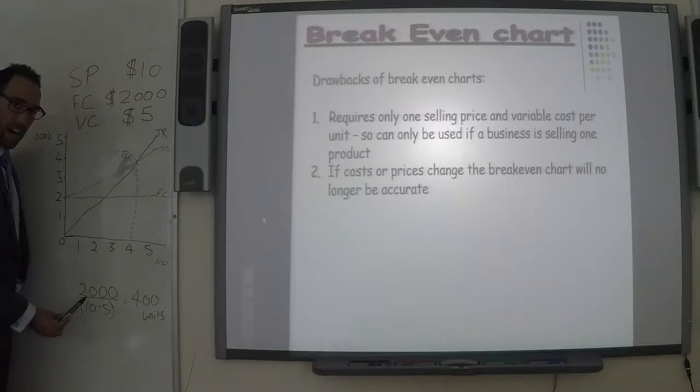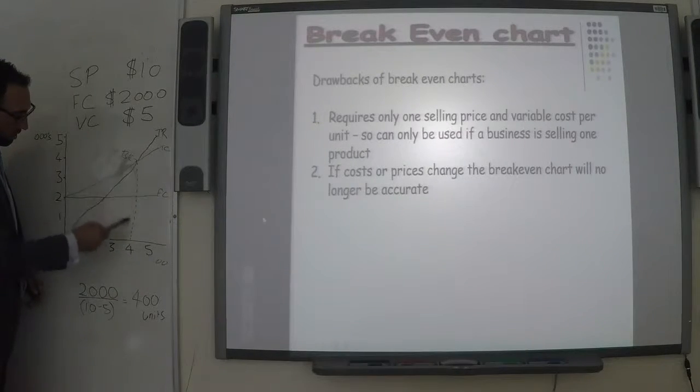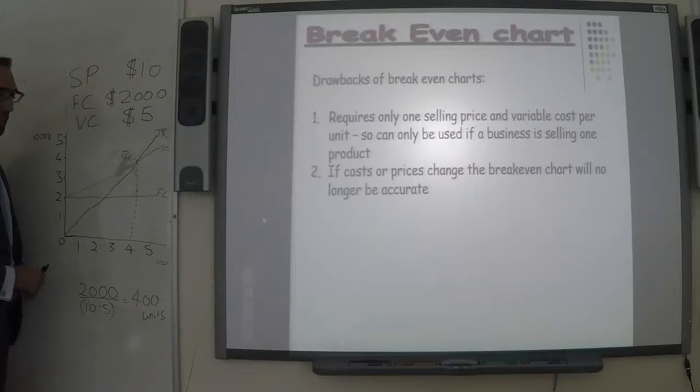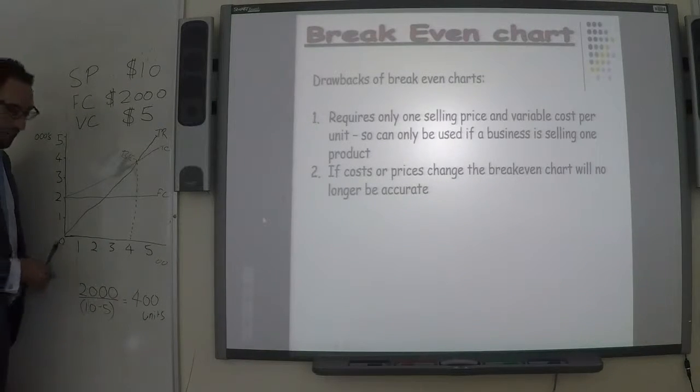10 minus 5 is 5. Always do the bit in brackets first. Don't put that into your calculator like that or you'll make a mistake. You all know what 10 minus 5 is. So 10 minus 5 is 5. 2,000 divided by 5 would give 400 units, which is what our break-even chart says. Okay. Hopefully this example is a bit better than the one that I had on there before.